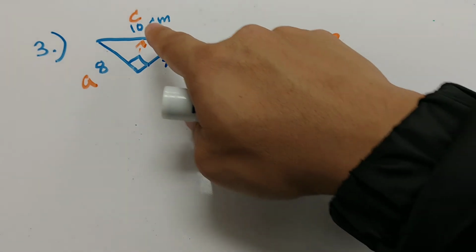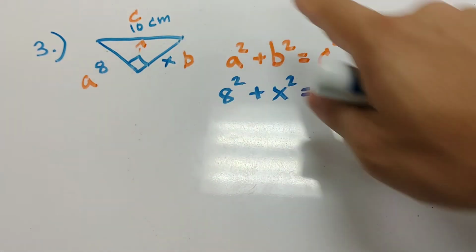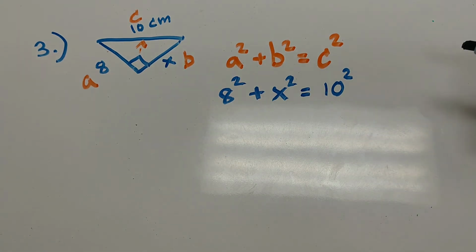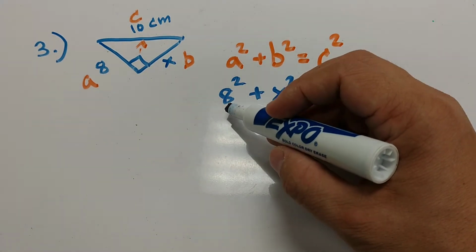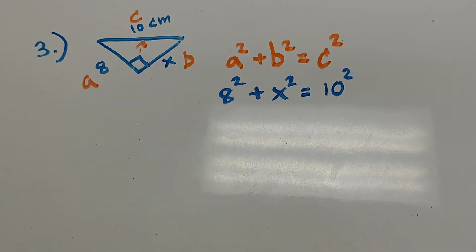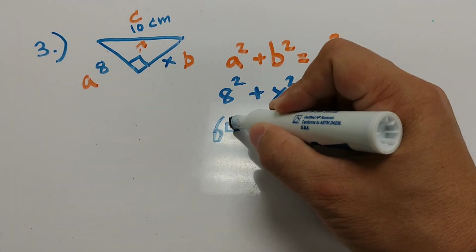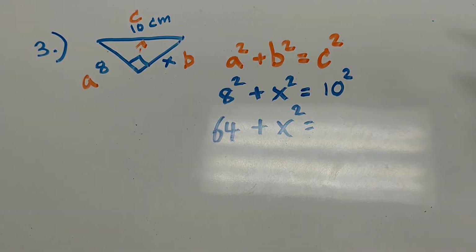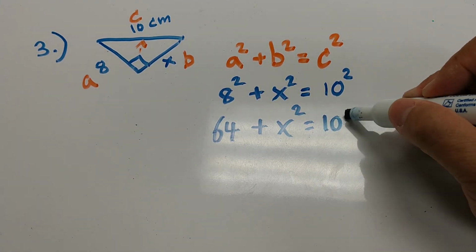What's most important is letter C. Make sure number 10 goes with letter C. That's the most important. Now we're going to find the missing length. So just remember that 8 squared is 8 times 8, so therefore, that's going to give us 64 plus x squared equal to 10 squared. That's going to be 10 times 10, which is 100.